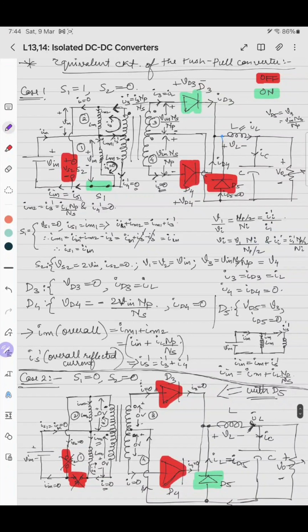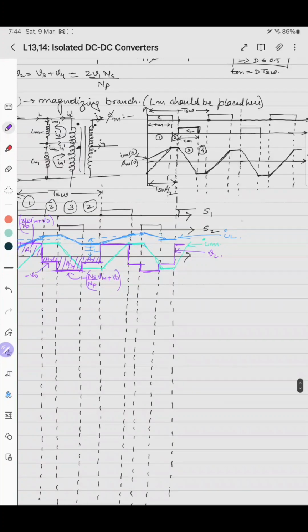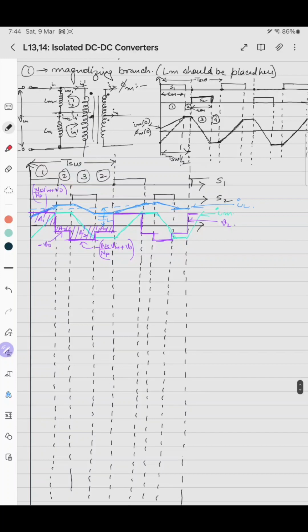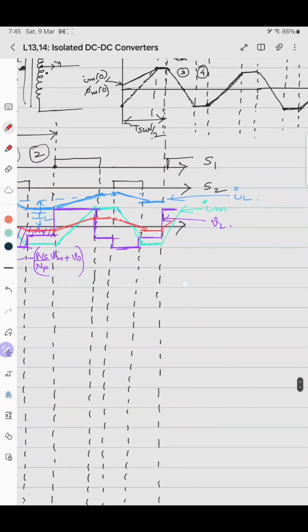Now IC is nothing but IL with zero average value. So in the same waveform I'll draw IC like this. First it will rise, then it is constant, then it will fall, then it is constant, then it will rise, constant, fall, constant, rise. So this is IC.